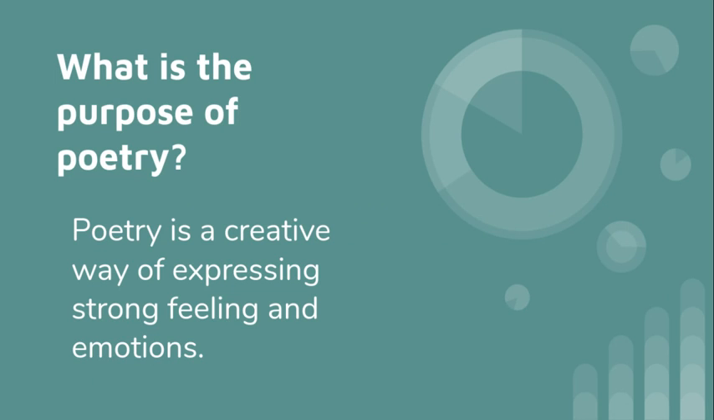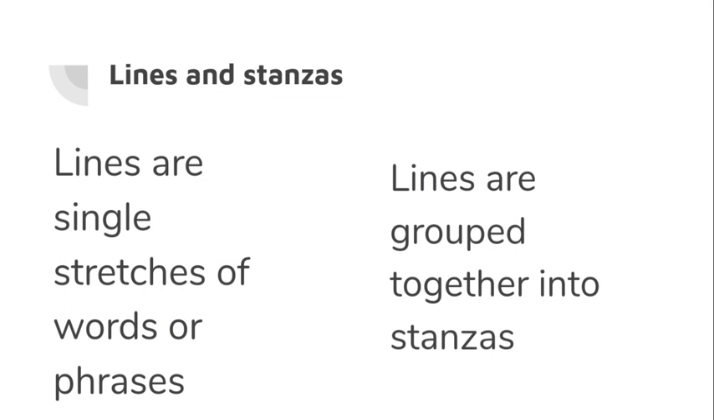What is the purpose of poetry? We talked about how poetry is a creative way of expressing strong feelings and emotion. A poet wants his reader to feel something, whether that's excitement, humor, or sorrow. It doesn't matter what the emotion is, but they really want you to walk away with a strong feeling of some sort. So poems are organized into lines and stanzas.